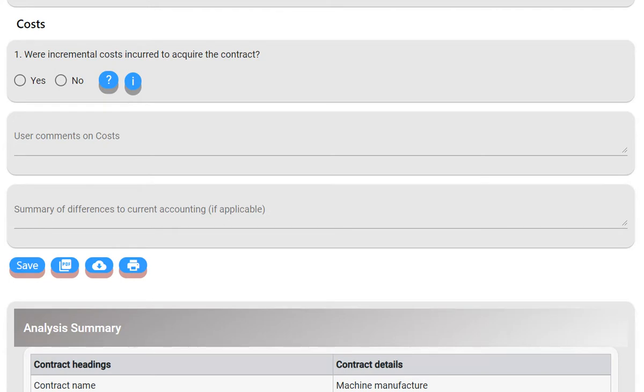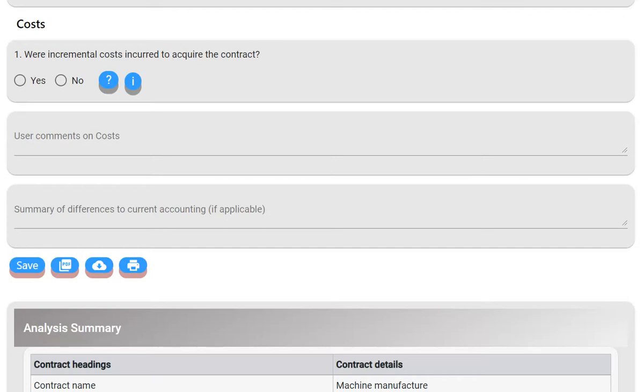What you see on your screen is a software that we've developed to help companies understand and implement the requirements of the revenue standards, both ASC 606 as well as IFRS 15. We're going to be using this software to help us walk through the requirements. So the first question related to costs that you see is, were incremental costs incurred to acquire the contract?